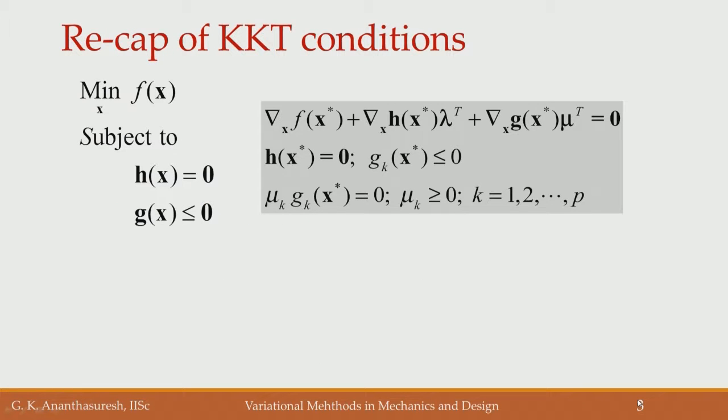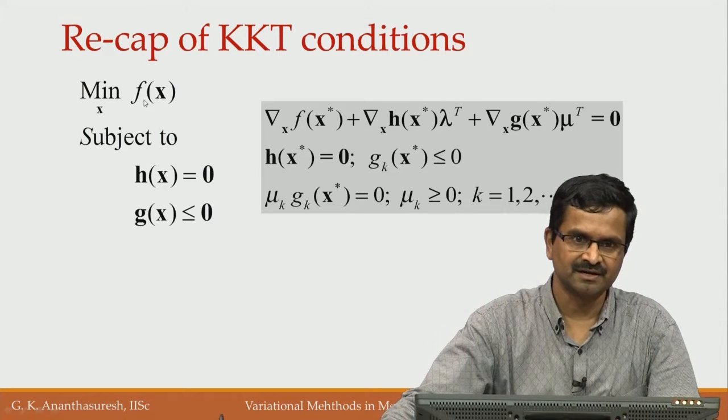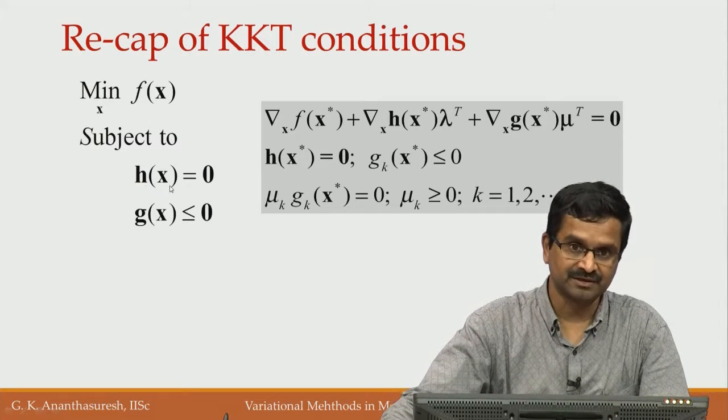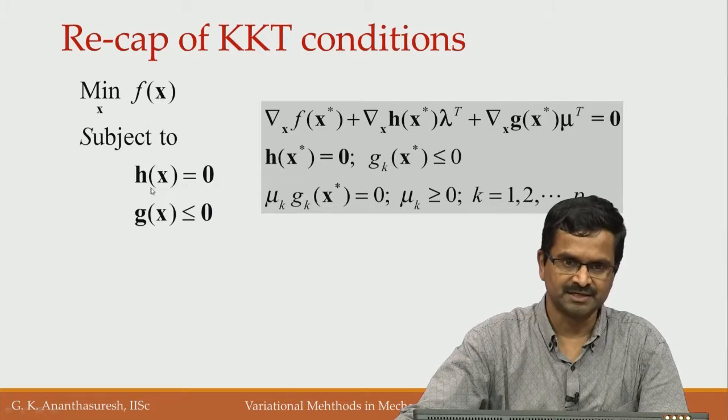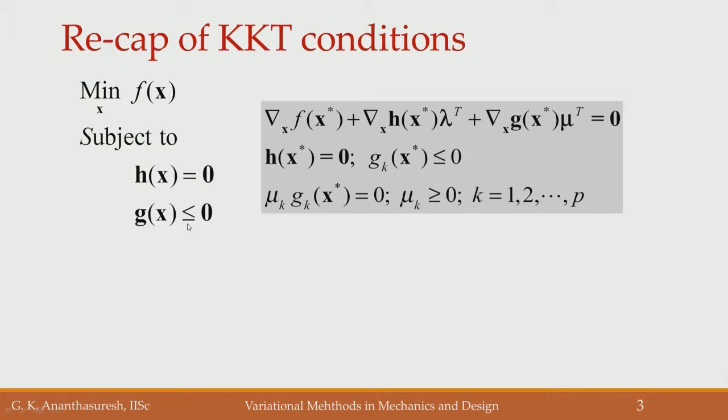So, first let us recapitulate these KKT conditions, that is Karush-Kuhn-Tucker conditions for constraint minimization. For a problem such as the one shown here, minimize f of x subject to equality constraints, there will be m of them. f of x is a scalar, and h of x in bold letters means that it is a vector or an array. So, h1, h2, up to hm are there, equal to 0, and then inequality constraints g of x less than or equal to 0, again we have g1, g2 up to gp.